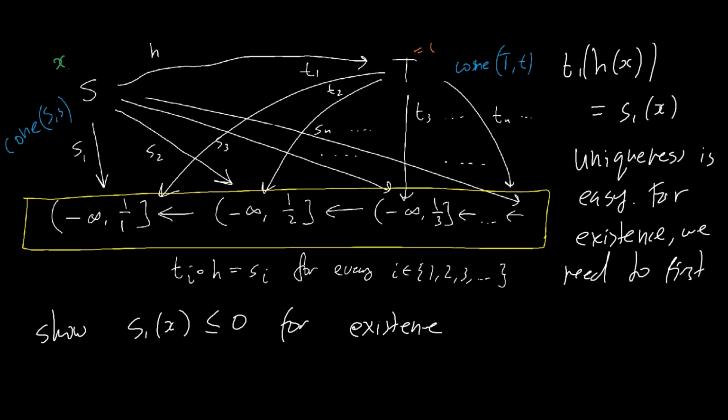So I picked a random element x here. And now I'm applying this map S1 to it. And all I know, it seems, is that S1 of x is an element here. How can I guarantee that it must be? So for instance, it could have been 3 over 4. How do I know that S1 of x cannot be 3 over 4?